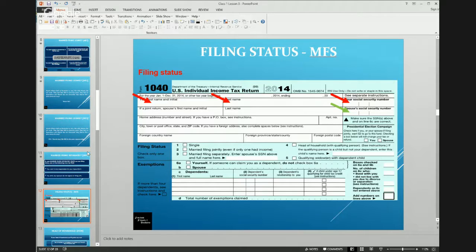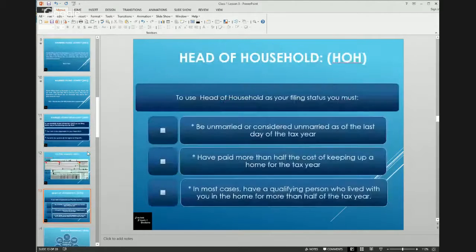So you would not put the first and last name of the spouse if you are filing separately. That information is required for the return. It's just not placed on this portion of the return.